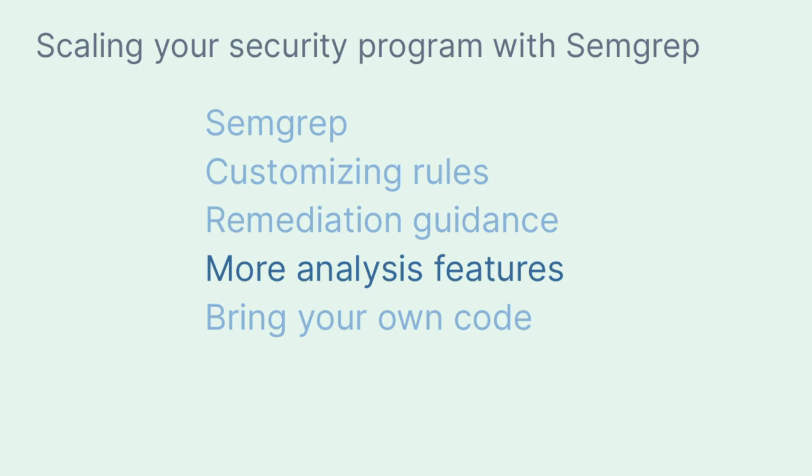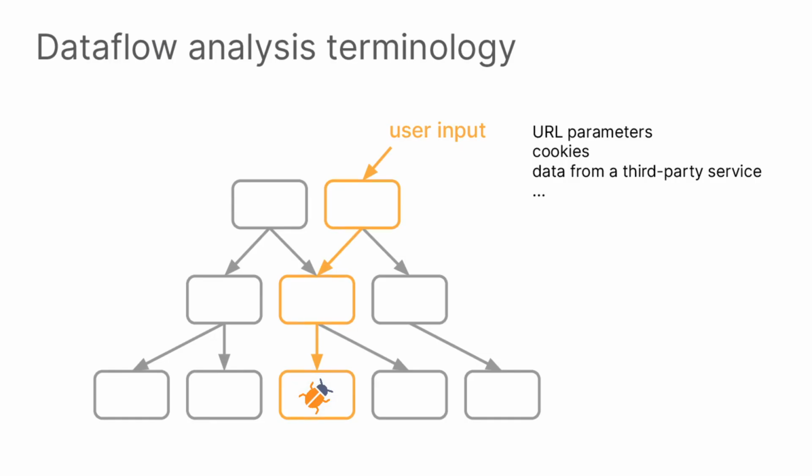So now we'll move on to the more analysis features, and in particular we'll talk about our data flow capabilities. Quickly, some data flow analysis terminology. Typically, when you look for a vulnerability in a traditional SAST way, you'll look for user input, maybe URL parameters, cookies, some things that can be changed by a user, a malicious user particularly, and you'll look through the data flow and the control flow of the program and see if it reaches a vulnerable place in the code. And that's a bug, a vulnerability in typical static analysis tools.